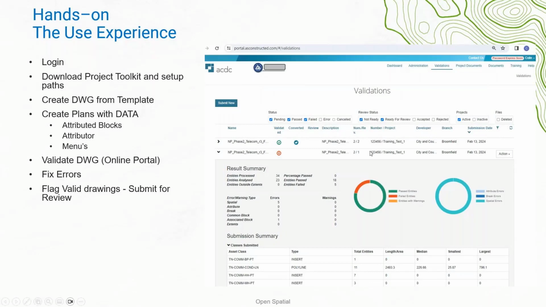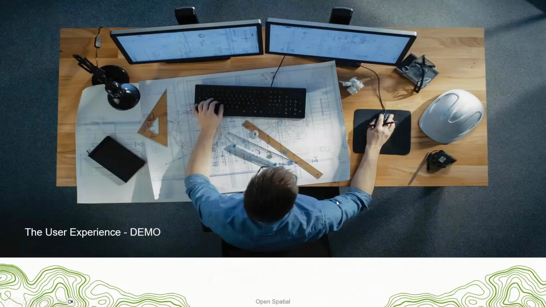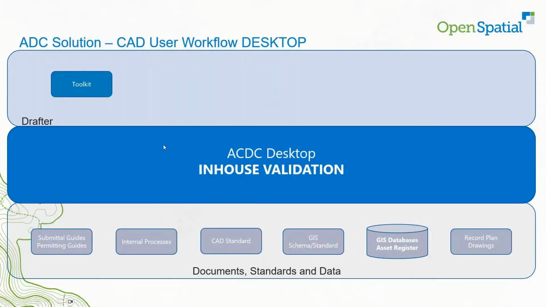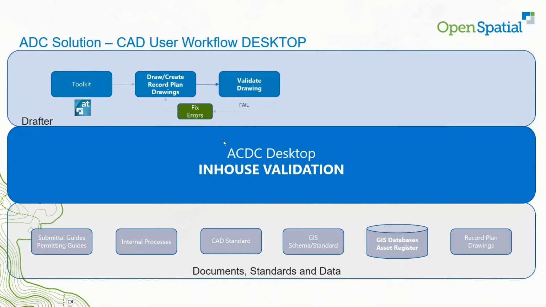So this is what you saw, the output, and we've done that user experience. The same thing applies for the ACDC Desktop. Remember I said you create it as a user for the drafting. You can do that on the desktop as well. You'll also use the attributor, and in the desktop you can actually do the validation yourself as opposed to doing it in the portal. You can do this whole thing in the desktop.